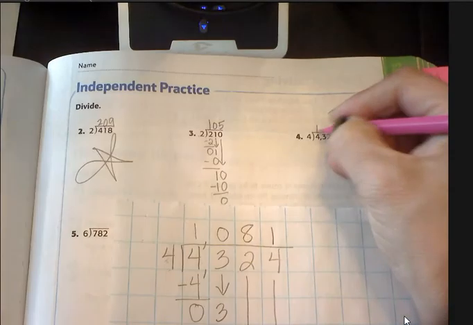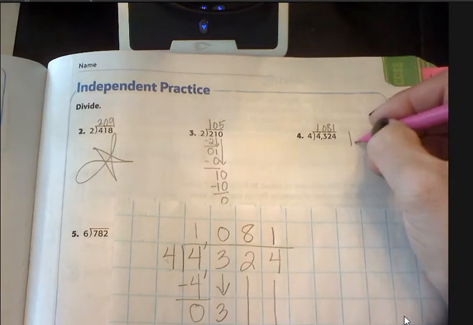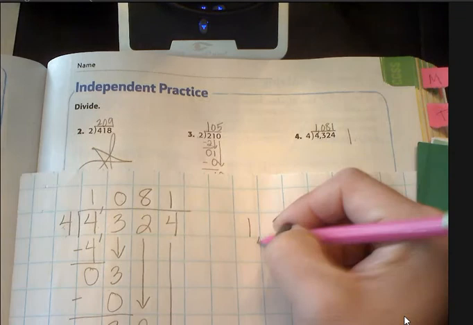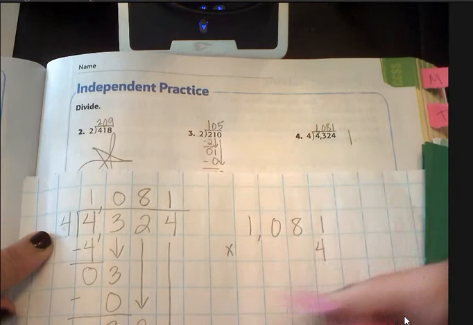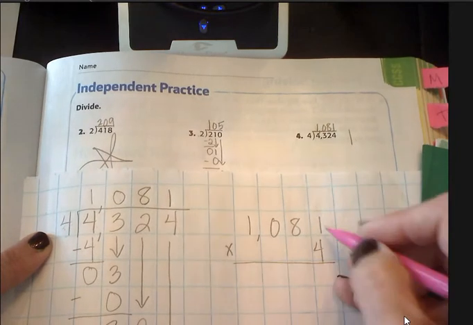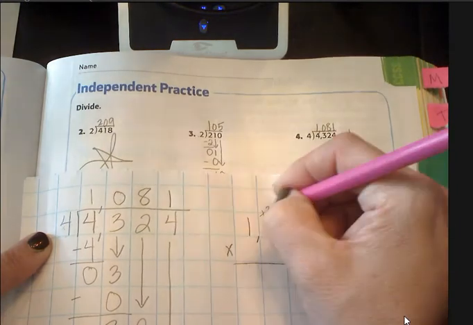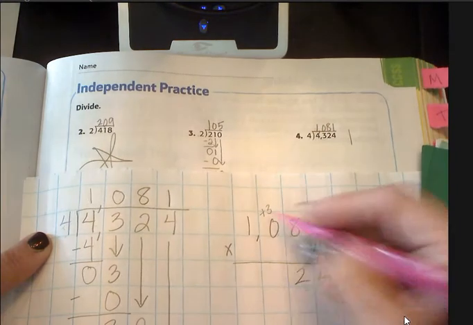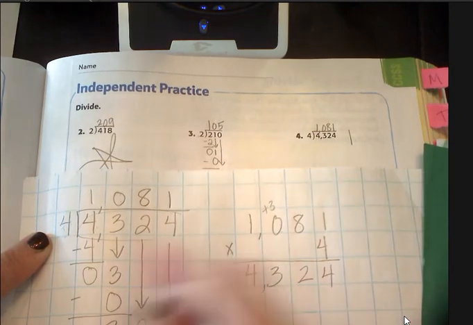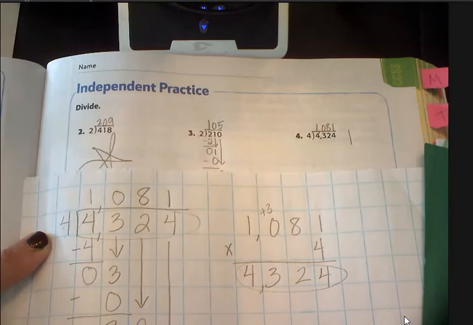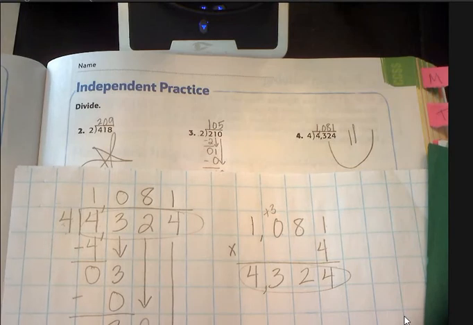1,081. And remember, if I wanted to check my work, I could write this out. 1,081 times 4, my divisor. 1 times 4 is 4. 4 times 8 is 32. I carry the 3. 4 times 0 is 0, plus 3 is 3. 4 times 1 is 4. That matches my dividend, 4,324. So I got that one right. We'll give ourselves a smiley face there.